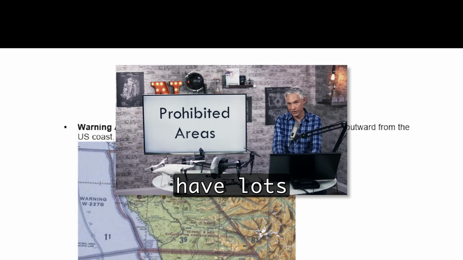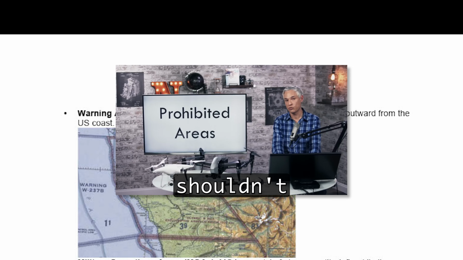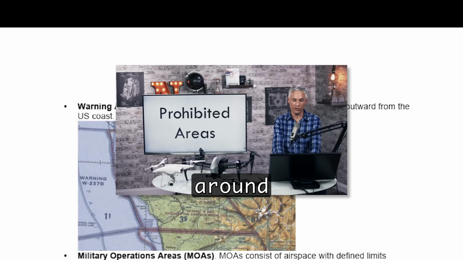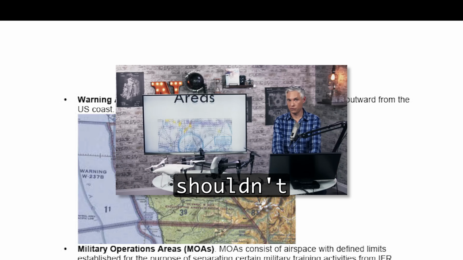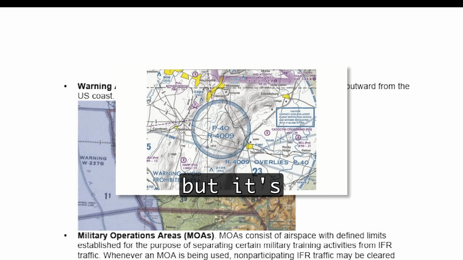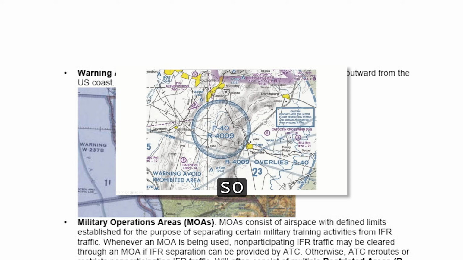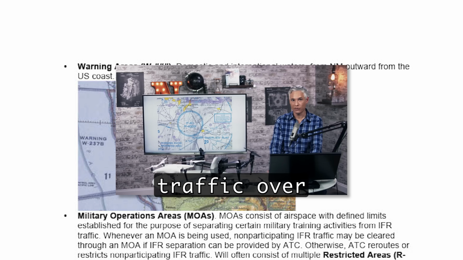Let's talk about prohibited areas. These maps will have lots and lots of prohibited areas and military operations areas, lots of places either you shouldn't fly at all or you should use caution around. And the prohibited areas, you just shouldn't fly. This is the one from the FAA samples, but it's actually indicating Camp David, where presidents like to vacation and stuff. So they don't want any air traffic over this place.